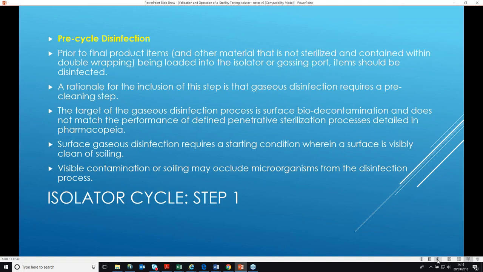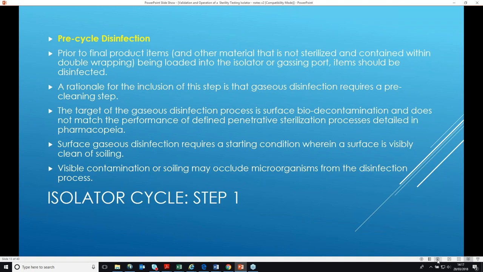Now, it could be argued that such a step is not necessary given the demonstrable kill achieved from biological indicators. However, some regulatory agencies have asked for this step to be included as a form of transfer disinfection. So that's the reason that I'm presenting it here. It is optional, but it is a topic that's come from MHRA.